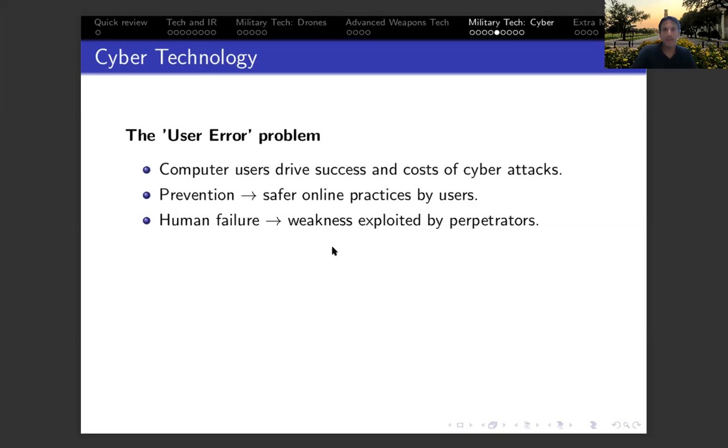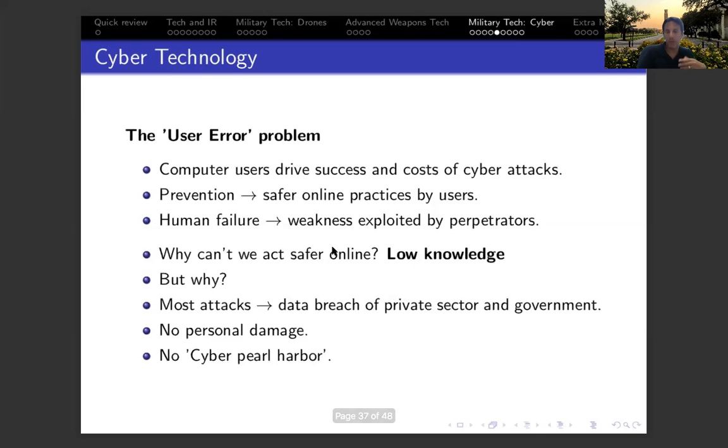And research in that sense suggests that one of the central reasons why we engage in such negligent behavior relates to low levels of knowledge. We do not fully understand the risks of a cyber attack, and we don't understand what the necessary practices are to prevent those damages. And why is that?